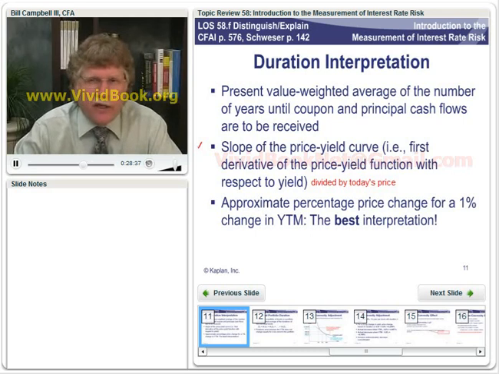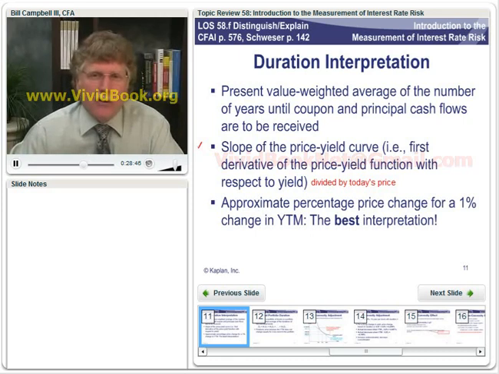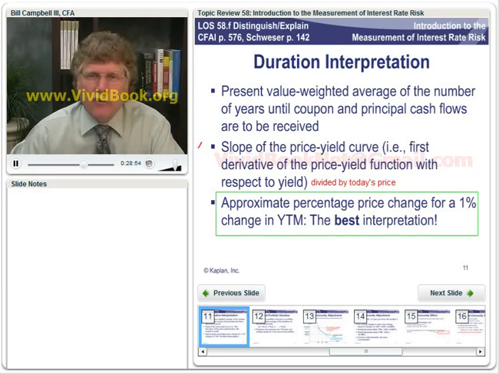But to try to think of it as a slope, try to think of it as a first derivative, that's not going to help most of you. I wouldn't do it that way. Do me a favor, put a box around that last one. The best interpretation of duration is this one right here, the approximate percentage price change for a 1% change in yield to maturity. That's a good interpretation. It lets you know what's important. Is we want to know if our yields change, what effect is that going to have on the price of our bond or the price of our portfolio?